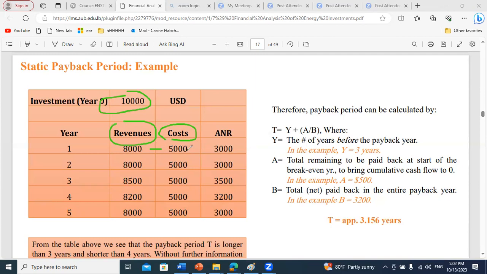So we can get that for the first year we have annual net revenues of $3,000. For the second year also. For the third, we have more, 3,500. For the fourth year, 3,200, etc. So we can compute for each year what the annual net rate is.